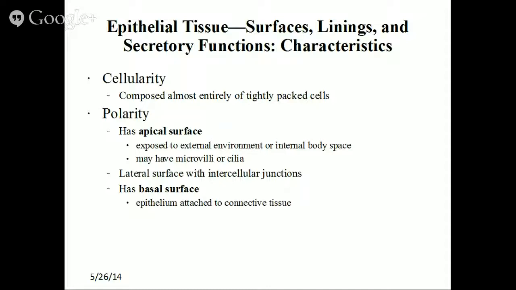Cellularity: composed almost entirely of tightly packed cells. In other words, epithelial tissue has a high degree of cellularity because when you look at epithelial tissue, there's almost nothing but cells. You don't have an extracellular matrix. There's no gooey stuff. There's no extra protein fibers in there. These cells aren't building anything. They are what they are. They just stack on top of one another and they do what they do.